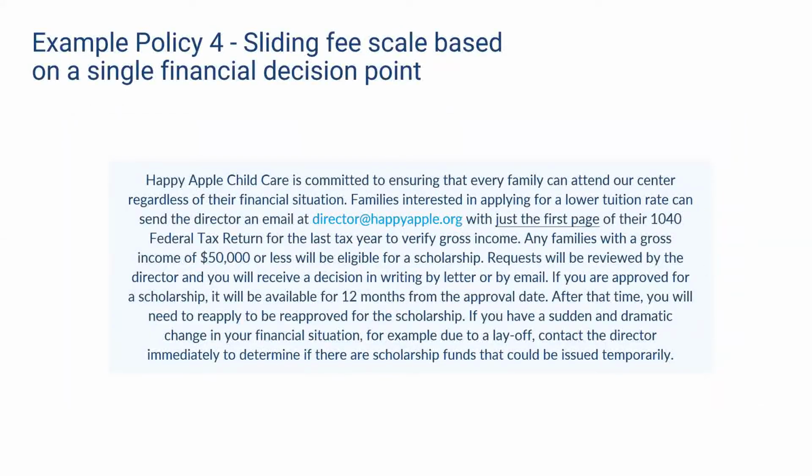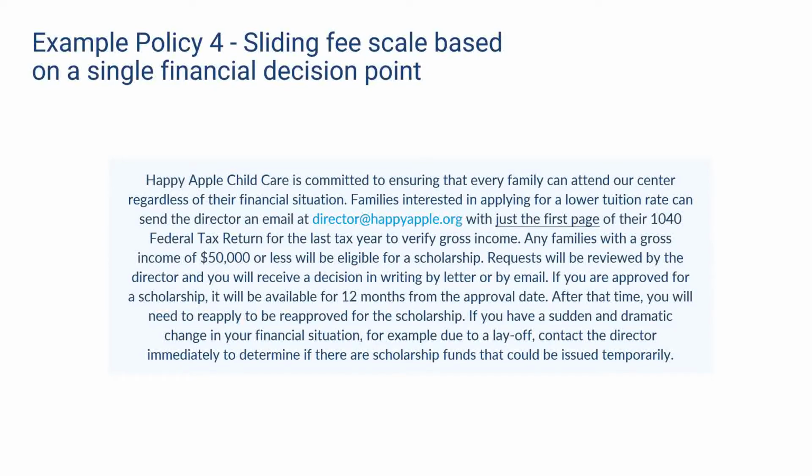Example policy 4. This is also a sliding fee scale, but one that is based on a single financial decision point, and we will get into what that is. So Happy Apple Childcare is committed to ensuring that every family can attend our center regardless of their financial situation. Families interested in applying for a lower tuition rate can send the director an email with just the first page of their 1040 federal tax return for the last tax year to verify gross income.